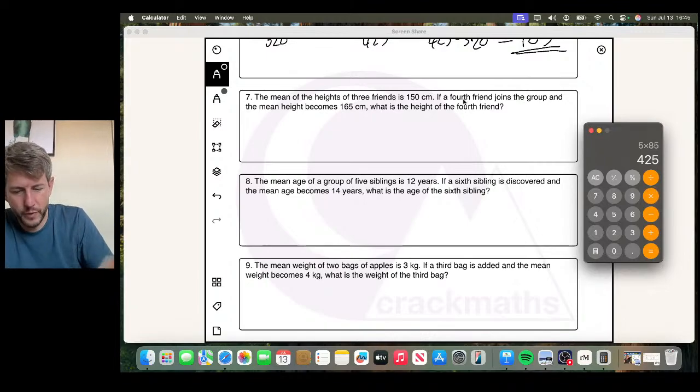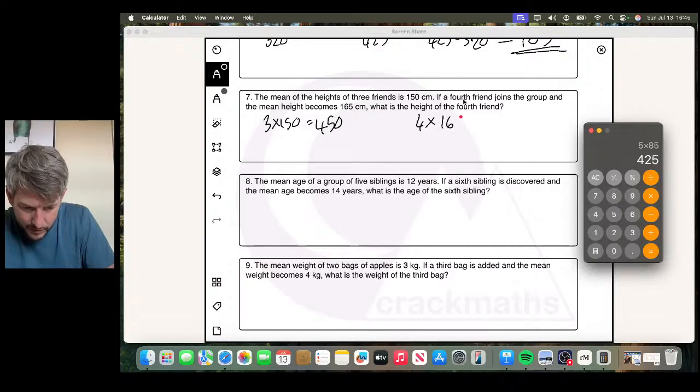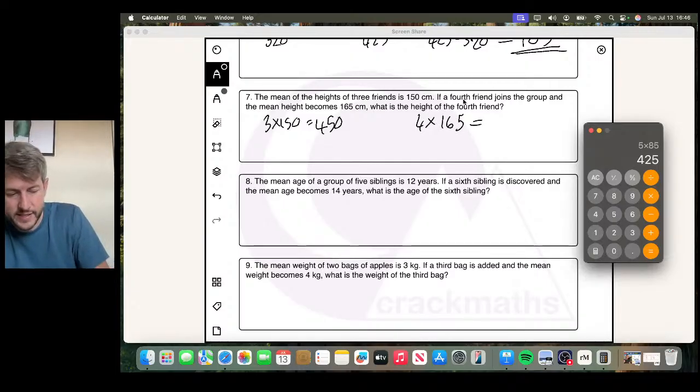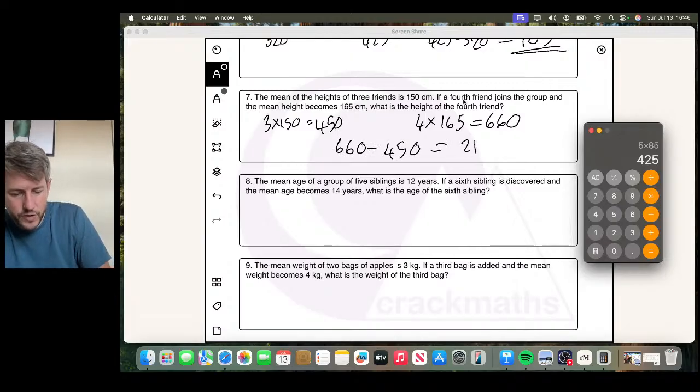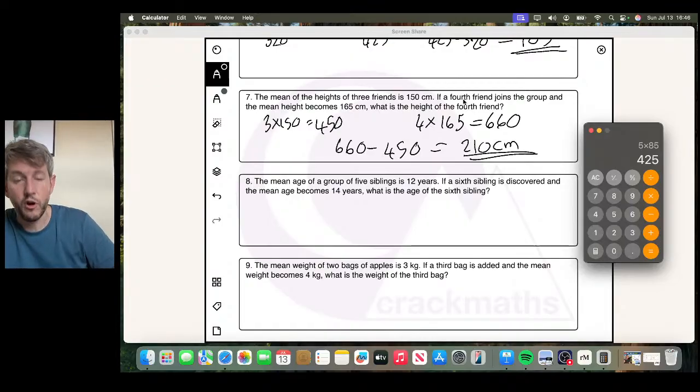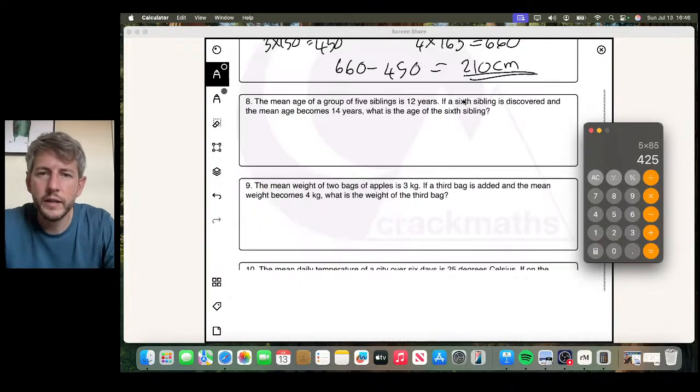Right, so we can do 3 times 150 equals 450, and then 4 times 165 would equal 660. Okay, and then 660 take away 450. Oh my gosh, they're a giant. 210 centimetres.